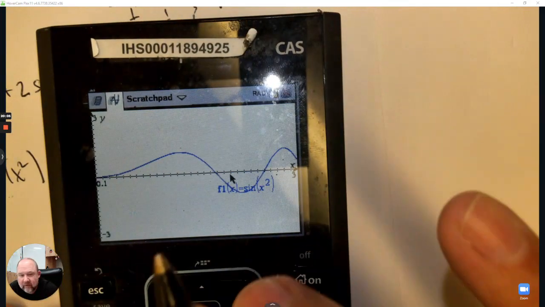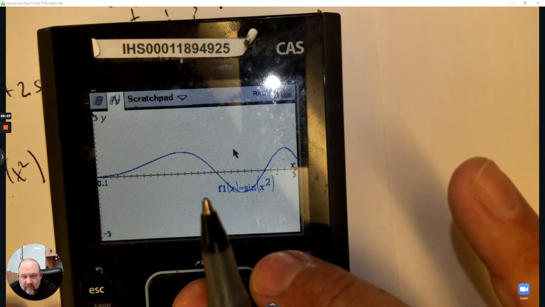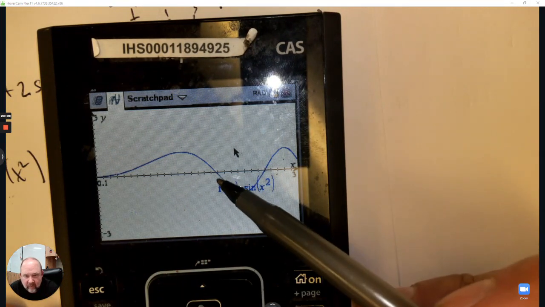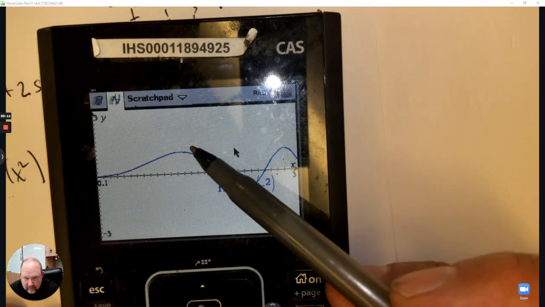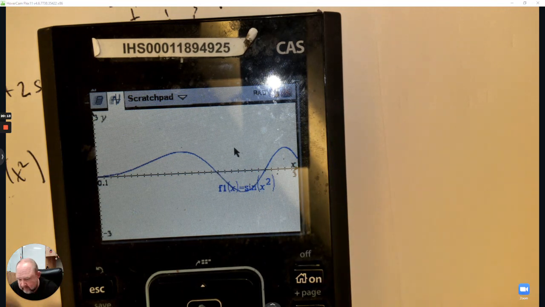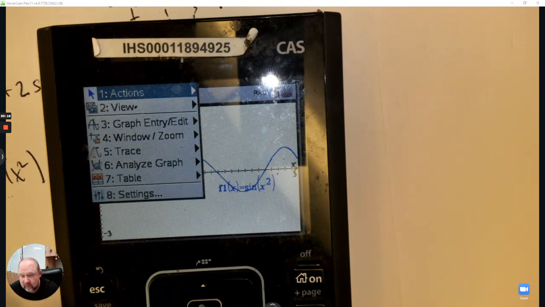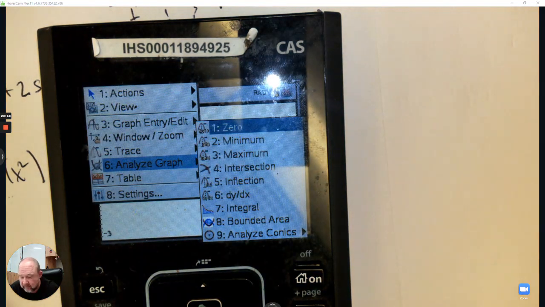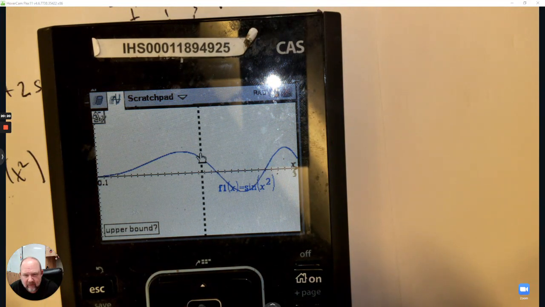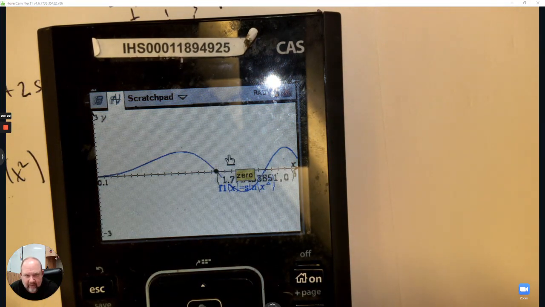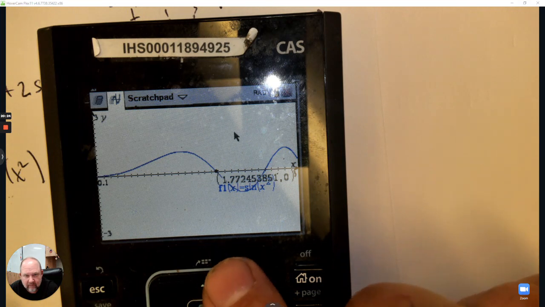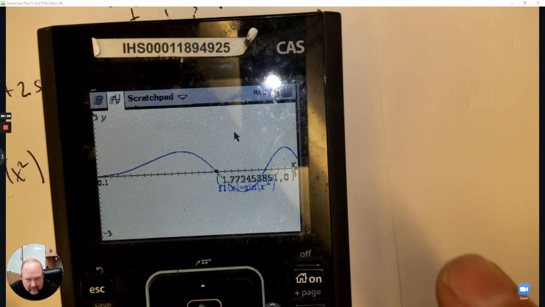and then I'm just looking to see where, so notice here it goes above to below, so positive to negative. So I want to know what that value is. So I'm going to go menu, it's 0. So trace, analyze, and 0, number 1. What's that 0 right there? So I'm going to go left, then right, and that number is 1.772.